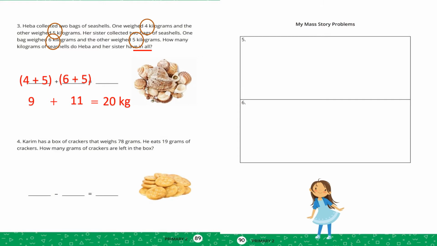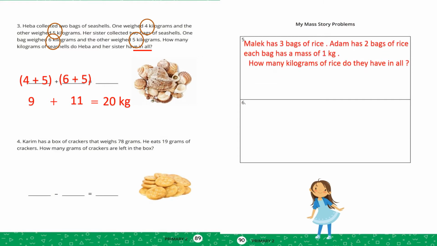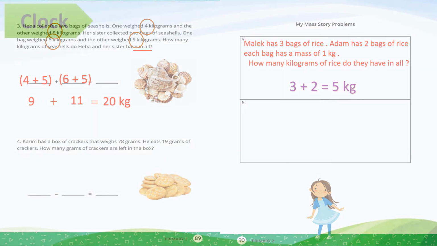Number 5, my math story problem. Malik has 3 bags of rice. Adam has 2 bags of rice. Each bag has a mass of 1 kilogram. How many kilograms of rice do they have in all? In all here it means a plus. Then Malik has 3 kilograms. Adam has 2 kilograms. Then 3.